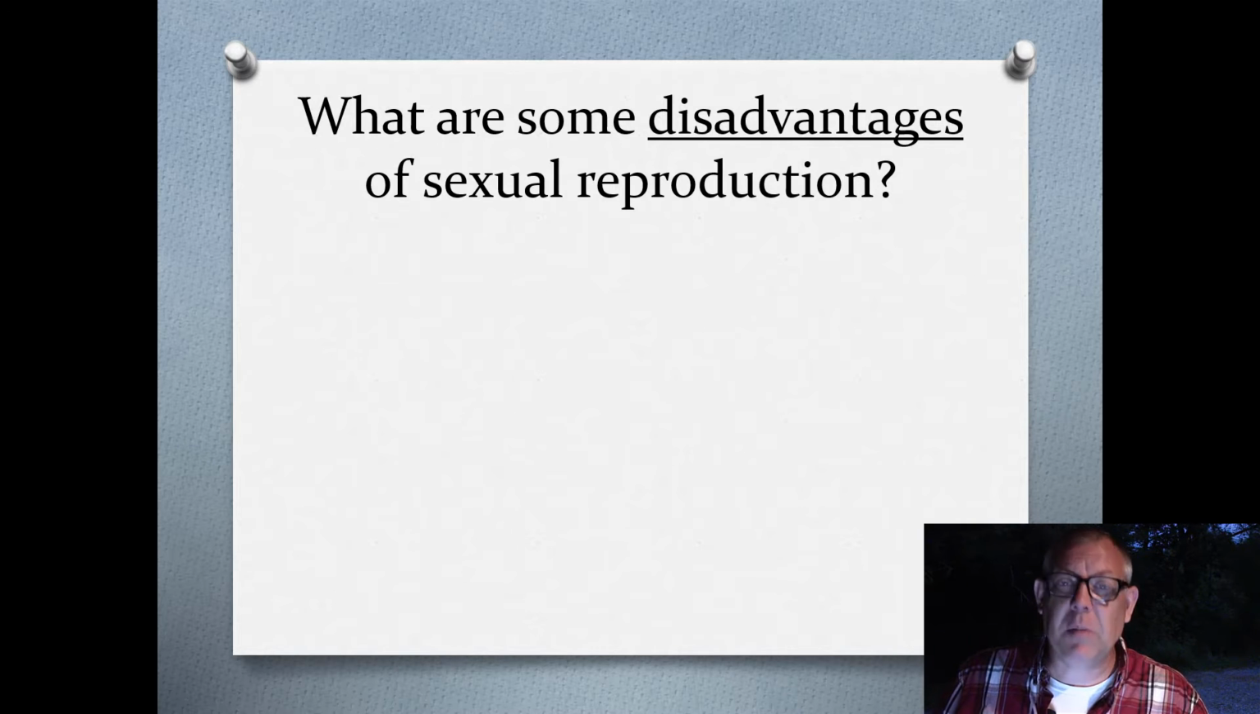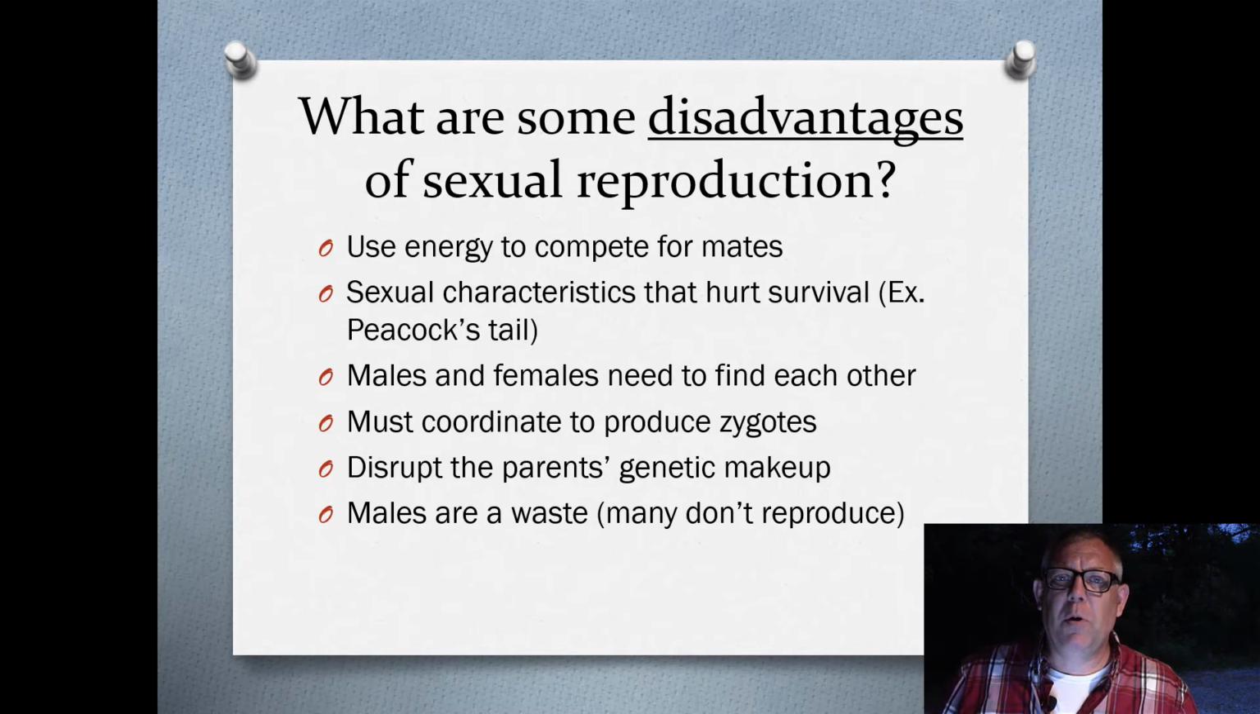Well, what are some of the downsides? This is not an exhaustive list. But if you think about it, for example, finding mates and competing for mates requires a huge amount of time and energy. Think about how many animals spend so much energy trying to attract a mate and compete for a mate, which you wouldn't have to do if you reproduced asexually.